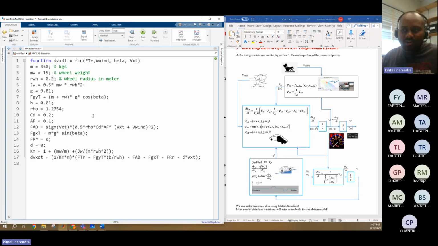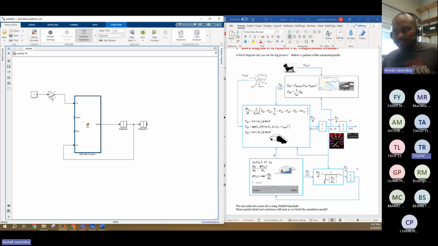Everyone, did you guys finish it? I can wait. The last step is the integrator and the gain. And what's the input to the gain? Just a constant block, a one.